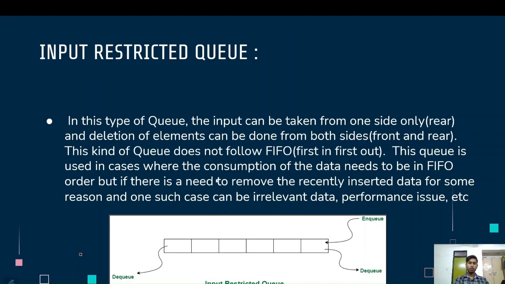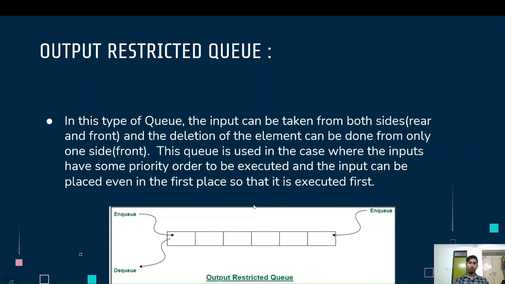And this queue is used in the case where the consumption of data needs to be in FIFO order, but there is a need to remove the recently inserted data for a reason, and one such case can be irrelevant data or a performance issue. Like you have some irrelevant thing in the last and you want to remove that, you can remove from the rear side also and from the front side also. It doesn't matter. Okay, now let's talk about the next one, that is output restricted queue.